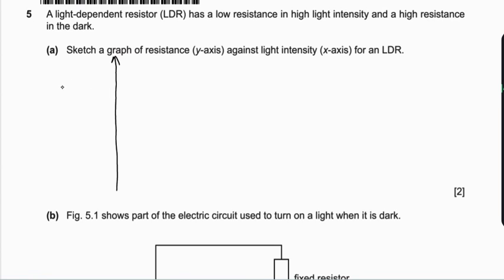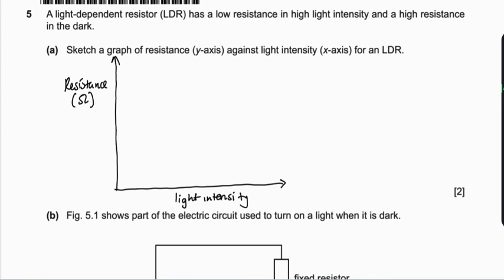Right, so we have resistance on the y-axis, so we write resistance here. Of course, this is in ohms. Then on the horizontal axis we have light intensity. The unit for light intensity is candela, that is cd.